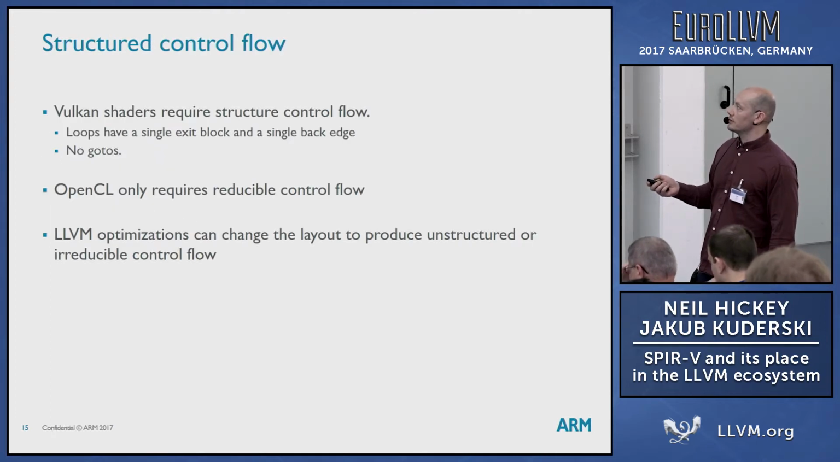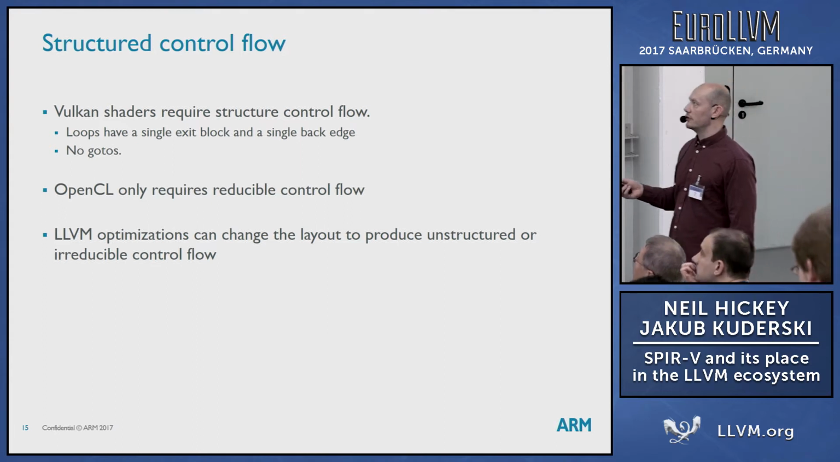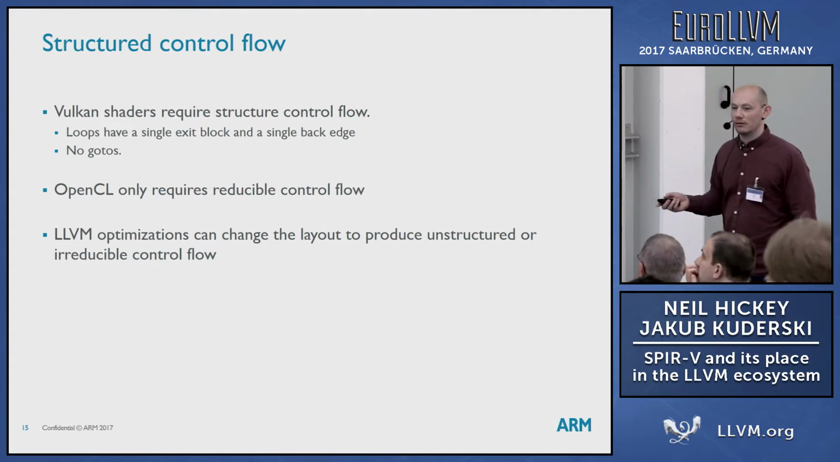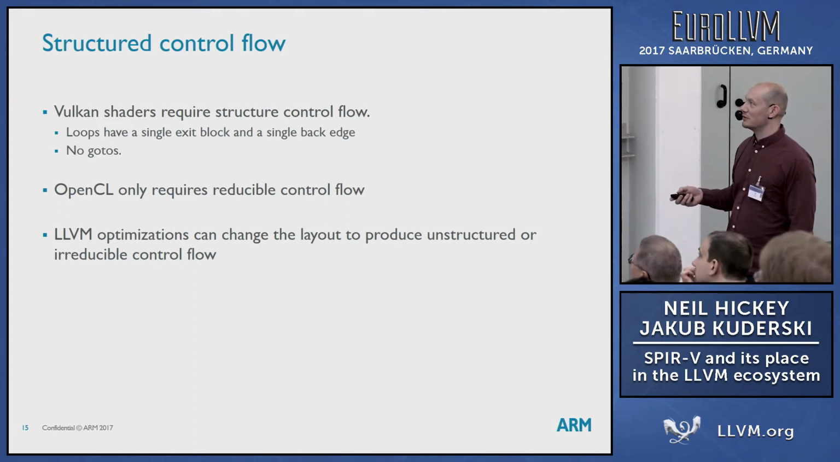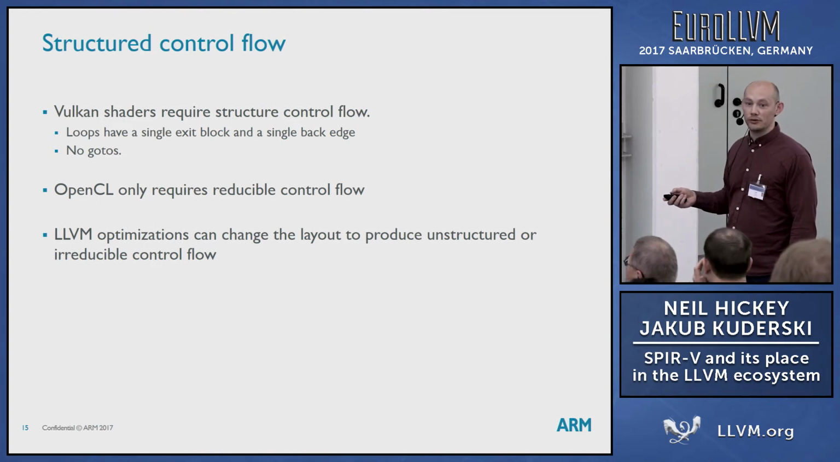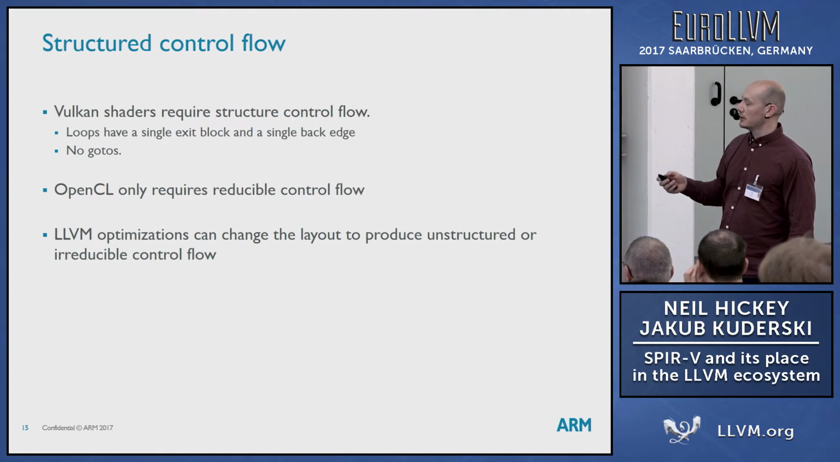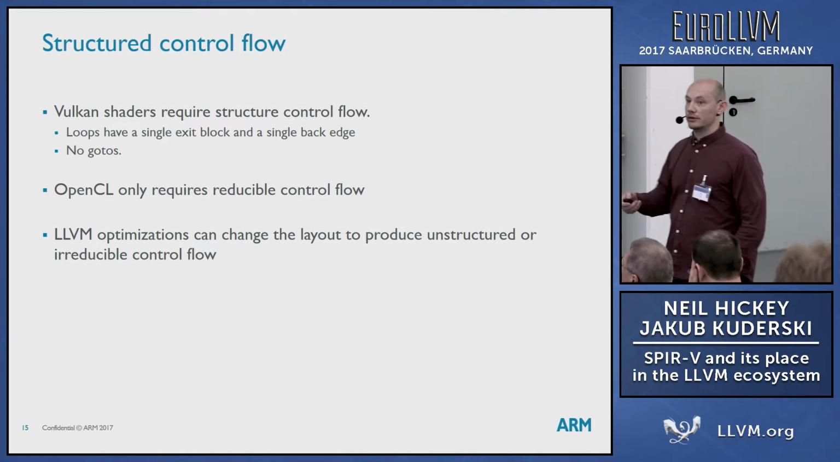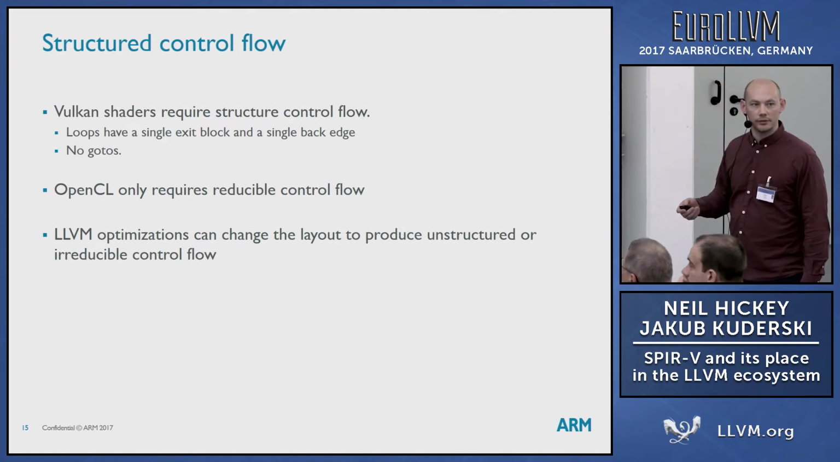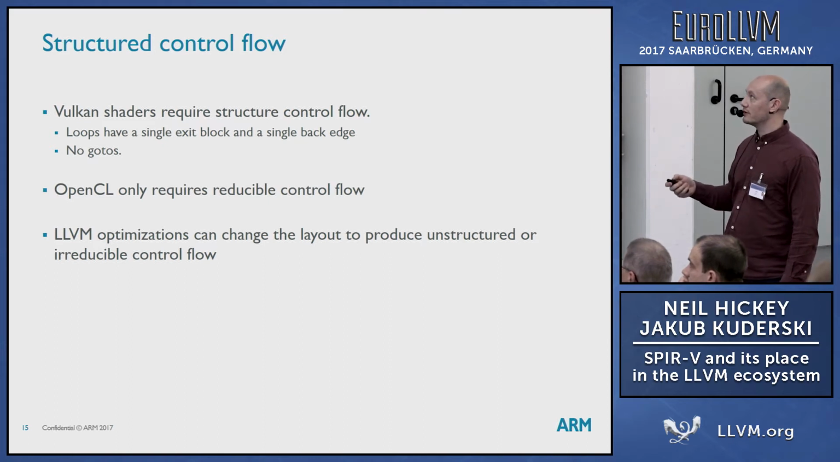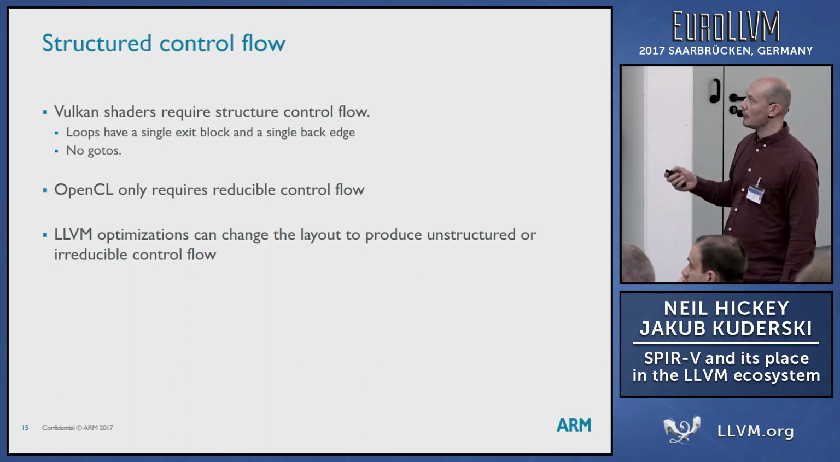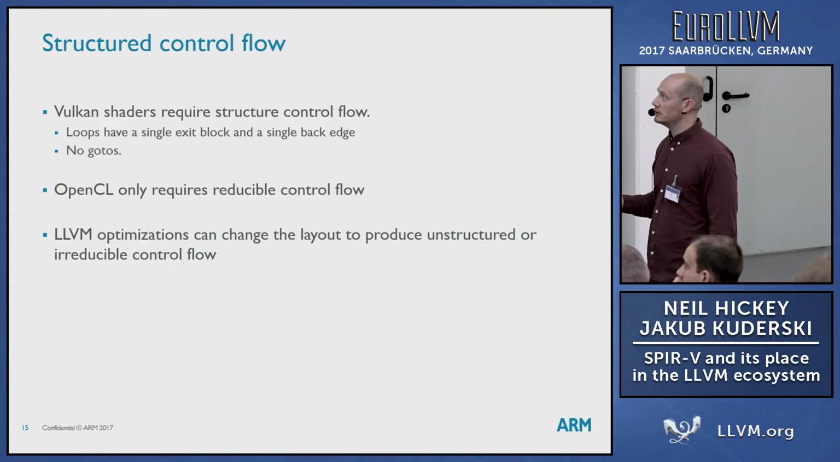So what are some differences between LLVM and SPIR-V? And I suppose this is maybe the main thrust of my talk today: how can we make LLVM support SPIR-V-like concepts, to allow LLVM to more accurately represent some of these concepts that are important certainly for graphics, but also for OpenCL. So Vulkan shaders, you have to have structured control flow.